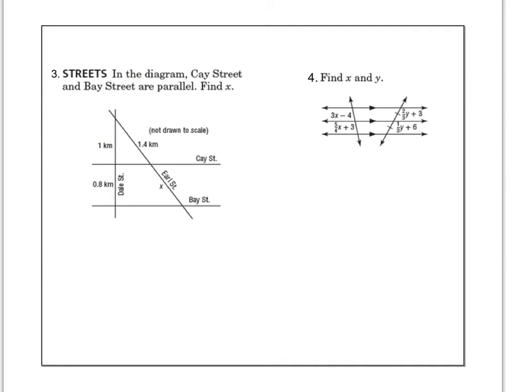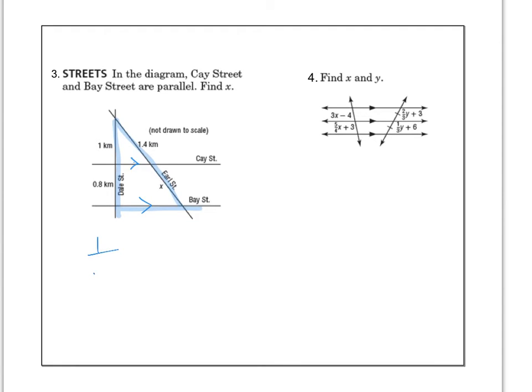Example 3. In the diagram, K Street and Bay Street are parallel. Okay, so everybody find K Street and Bay Street. So those are parallel to each other. And then the question says, find x. Well, what we have here is a triangle. And in this triangle, we have two parallel sides, which means the segments that it's cut into are proportional.